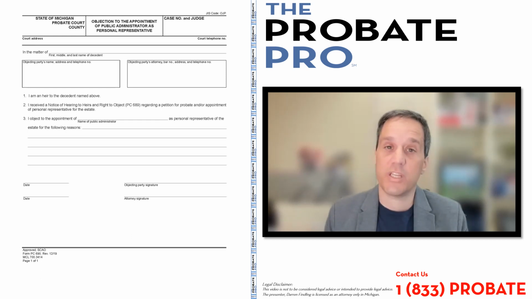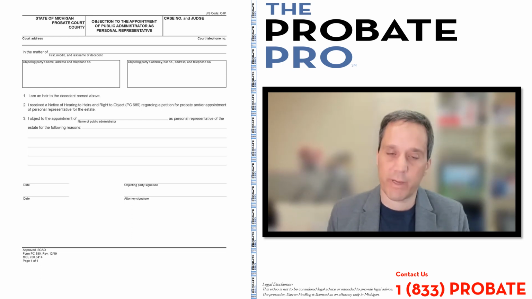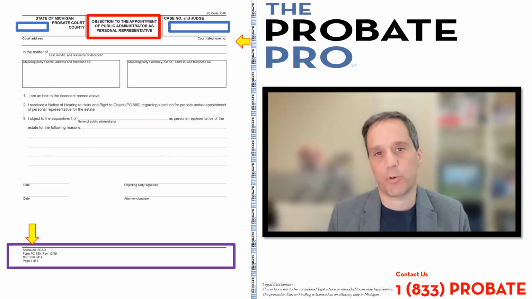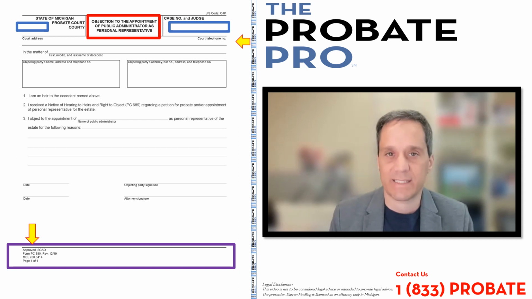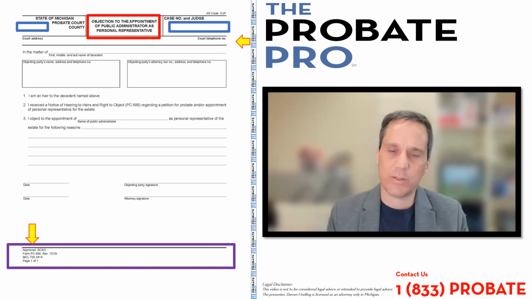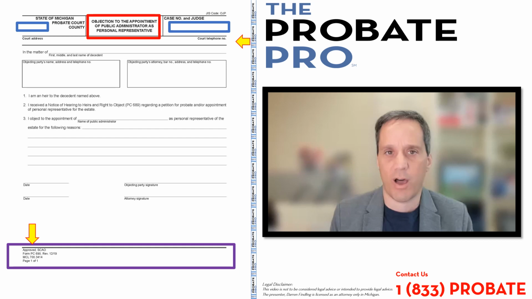The objection to the appointment of a public administrator as a personal representative. Hi, I'm Darren Findling of the Probate Pro, and we're going to cover SCAO form PC 690. SCAO stands for State Court Administrative Office. PC is Probate Court, 690 is the form, so it's PC 690.